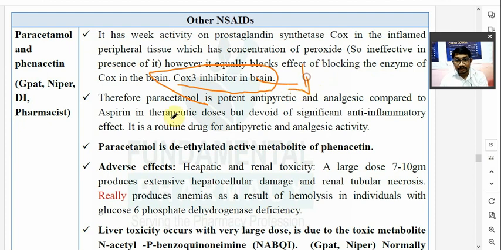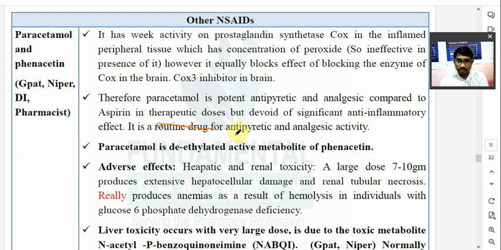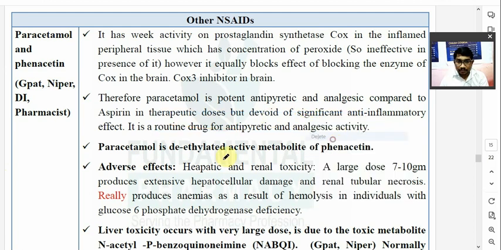It controls the temperature. Therefore, paracetamol is a potent antipyretic analgesic as compared to aspirin in the therapeutic doses, but devoid of significant anti-inflammatory effect. It is a routine drug for antipyretic and analgesic activity. So, paracetamol is a de-ethylated active metabolite of phenacetin.